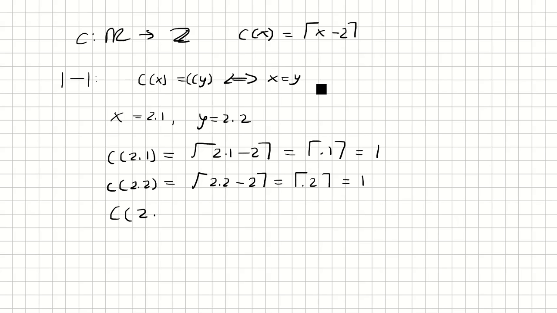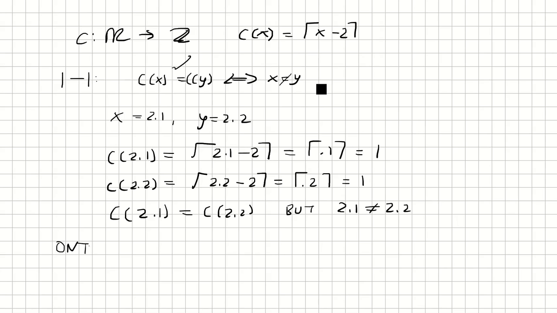So we have c of 2.1 equals c of 2.2, but 2.1 does not equal 2.2. So we have this, but we show that x does not equal y. So therefore, it is not 1 to 1.